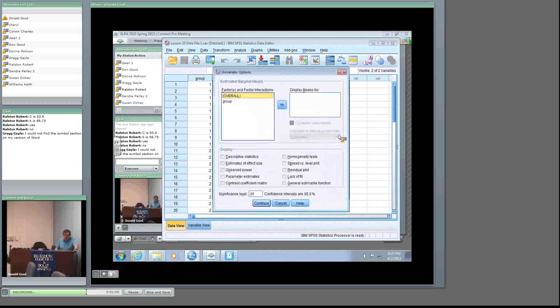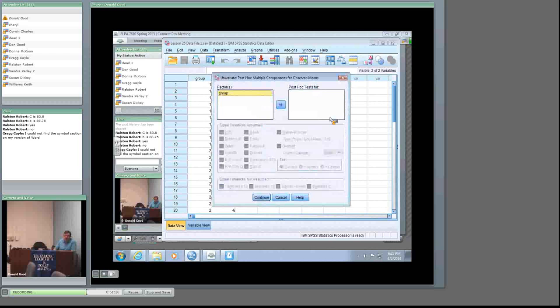Options, again, my group. I want descriptive statistics and effect size. I'm still going to do a 0.05, yes, for our alpha level. Okay. For the post-hoc, we're going to do the post-hoc based on, again, group, the only thing I've got over there to choose from. We're going to select the Tukey follow-up test.